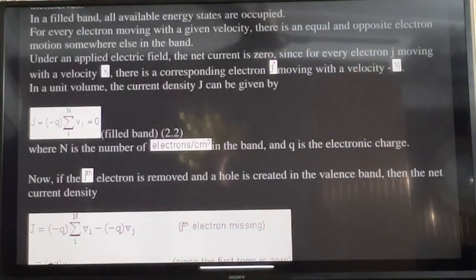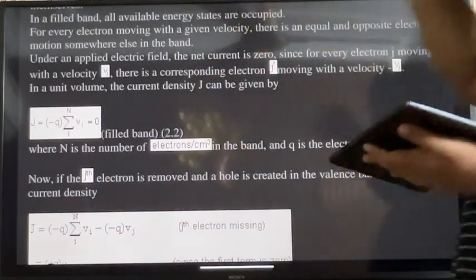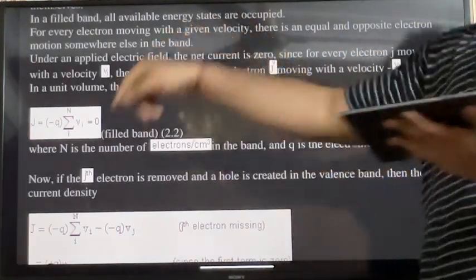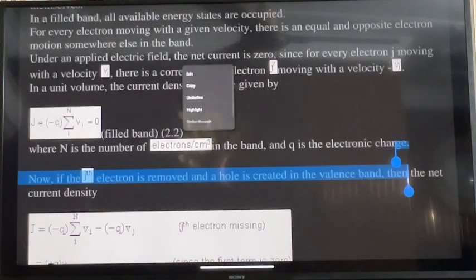This might be slightly confusing at first, but if you think about it, it actually makes sense. See, what happens is, whenever an electron is moving in a particular direction, there is another electron which is moving with the same velocity in the opposite direction. And this results in the net current density being 0.